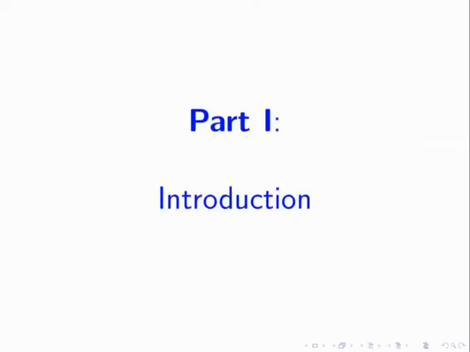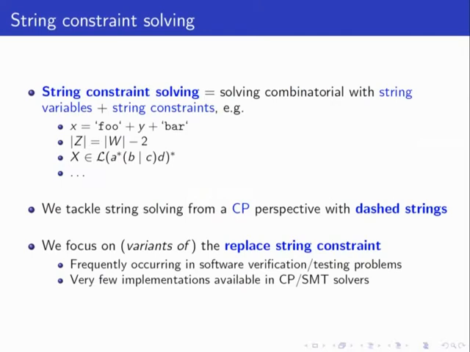So, what is the topic of this paper? The paper is about string constraint solving, which basically means solving combinatorial problems with string variables and constraints like concatenation, string length, membership to a regular language, and so on. So we take a string solving from a constraint programming perspective with Dash string formalism. And we focus on variants of the replace string constraint.